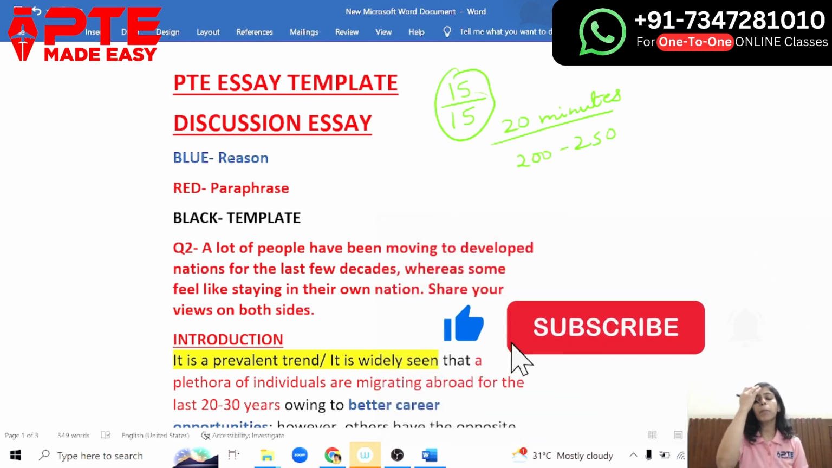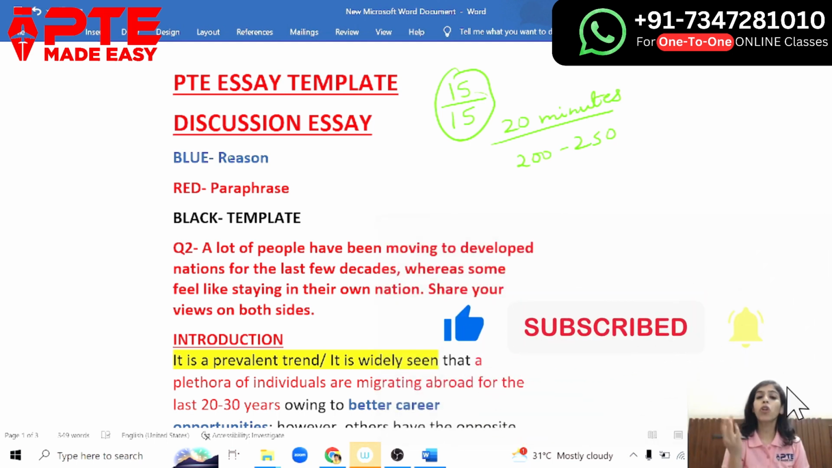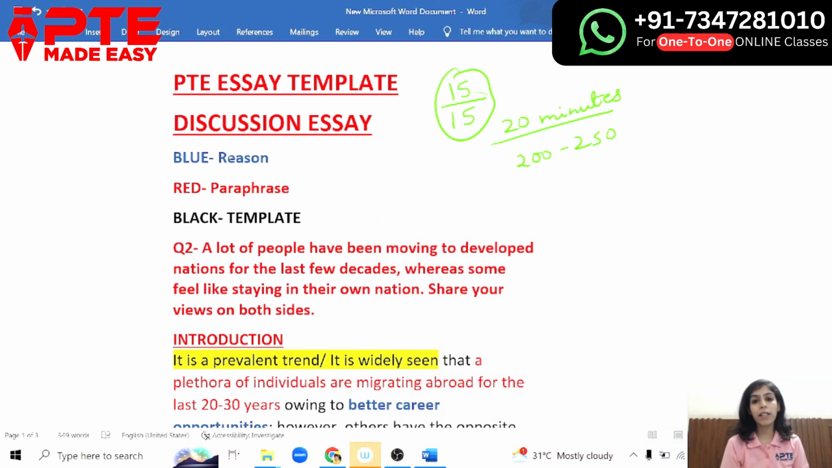So the way we have template for discussion essay, we have templates for all other essay types as well. Opinion essay, to what extent essay, advantages outweigh disadvantages essay, problem solution essay, mixed essay. We have templates for every single question type. Now, why do we require template? We require template because it's difficult to write and decide what we have to write and plan what we have to write in 20 minutes. So in order to get rid of the difficulty, we simply use the template.